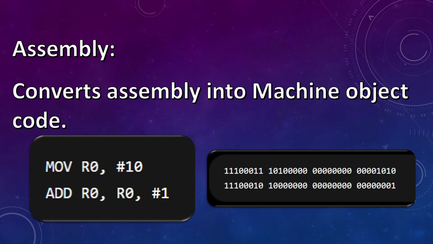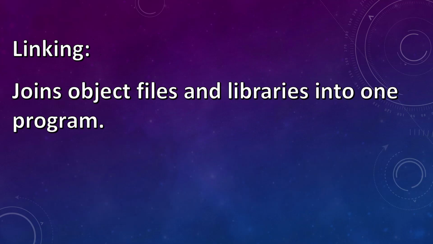Object code is already machine code, but it is not the final process yet. It is usually saved as an .o file. This file contains binary instructions, but it may still be incomplete because it may depend on other files and libraries. So one more stage is required. On the left side you can see the assembly code, on the right side you can see the machine code. After the assembly stage we go to the linking stage.